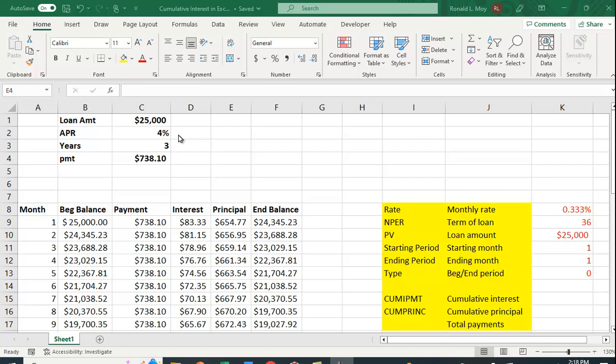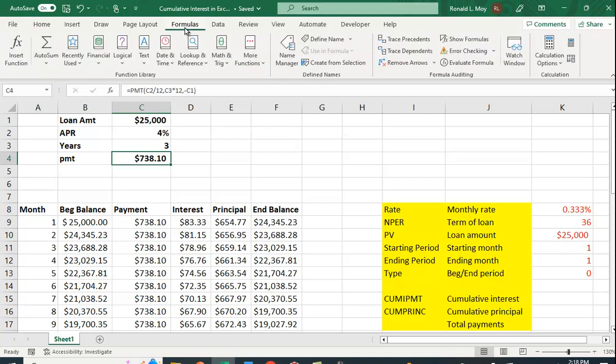The APR, the annual percentage rate, is 4%. It's a 3-year car loan, and your payment is $738.10. How did I get $738.10? I used the PMT function. So I don't know how well you can see that. Let me see if I can expand this to show you the formulas.